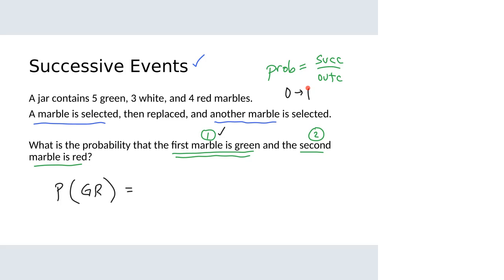To figure out the probability that the first marble is green, I need successes over outcomes. The number of outcomes here is 5 plus 3 plus 4, the total number of marbles in the jar. That's 5, 6, 7, 8, and 4. There are 12 outcomes. And of those, 5 are green. So the probability of getting green on that first draw out of the jar is 5 out of 12.